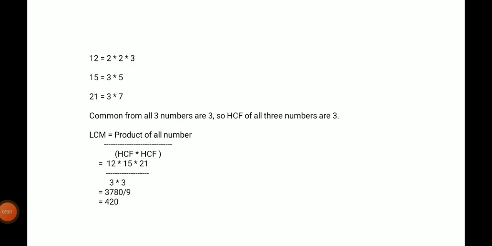For LCM you have a formula: the product of all the numbers given upon HCF squared. So it will be 12 × 15 × 21 divided by the square of HCF, which is 3 squared. So it is 12 × 15 × 21 divided by 3 × 3, which is 3780 divided by 9. So the final answer will be 420.